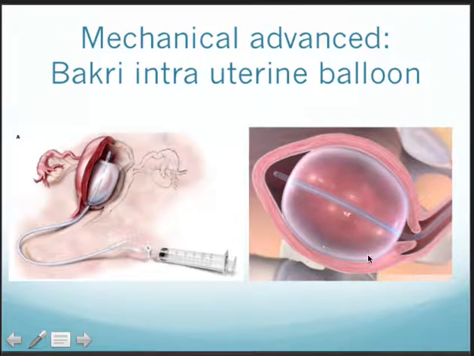So we can see here the balloon as it should be placed. The balloon is now inflated, sits in the uterus. The tip here can monitor any ongoing blood loss, and you can find out externally. And here we see the cervix. The balloon is nicely placed in the uterus.